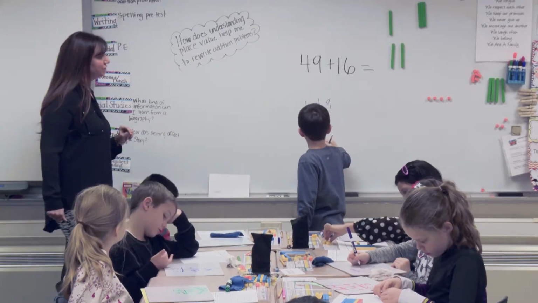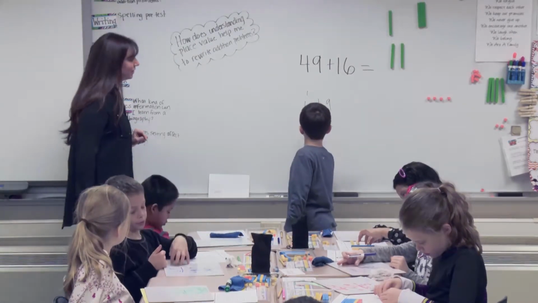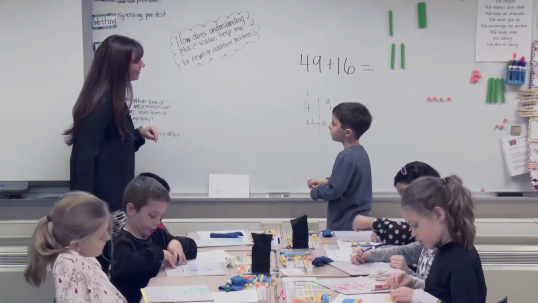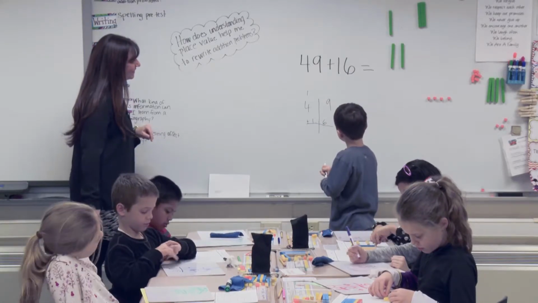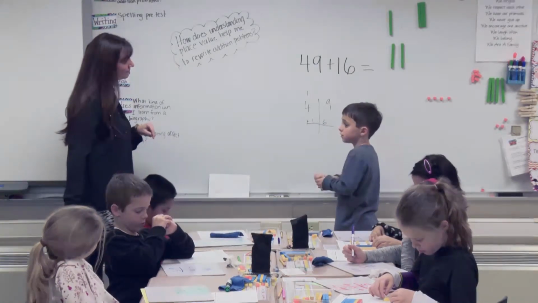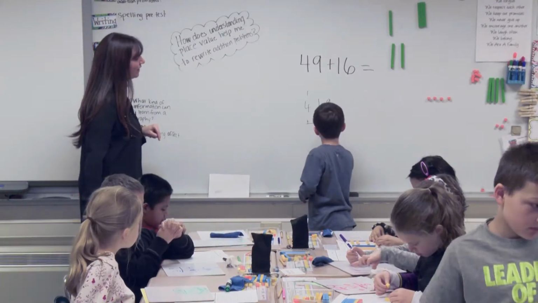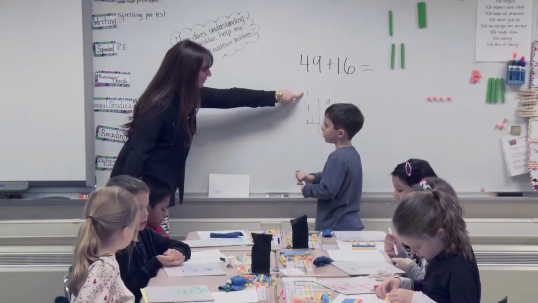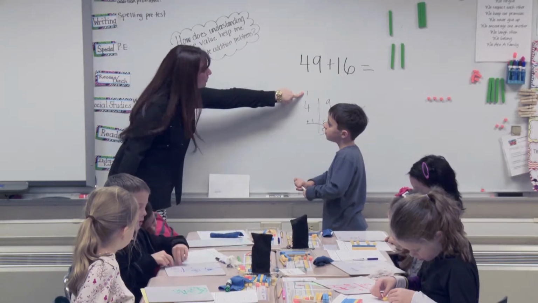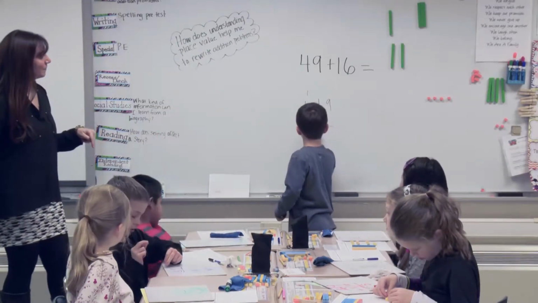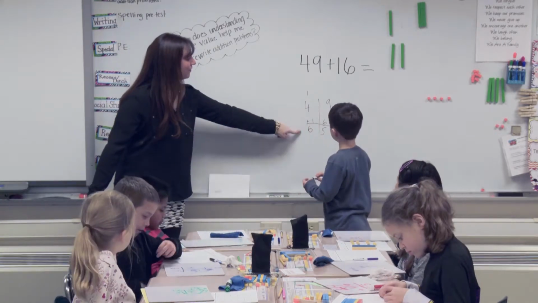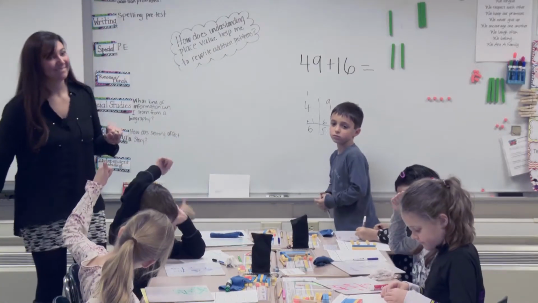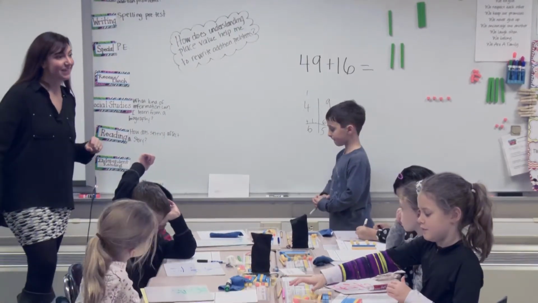So what's your first step? First you're going to add what? What did you add first? The 9 and 6. Which is what? 9 plus 6. 15. 15 has 1 ten and 5 ones. What do you call that here that you put the 1 ten up there? Regroup. You regrouped 1 ten to the 10s place. 1 plus 4 is 5 and 5 plus 1 is 6. Thumbs up if you got 65. Excellent.